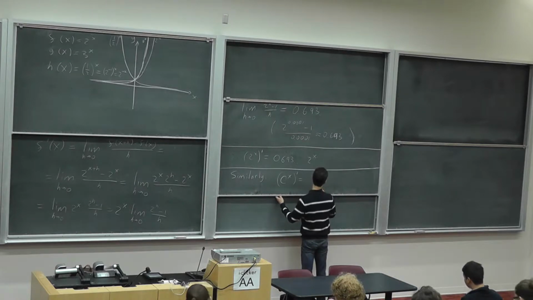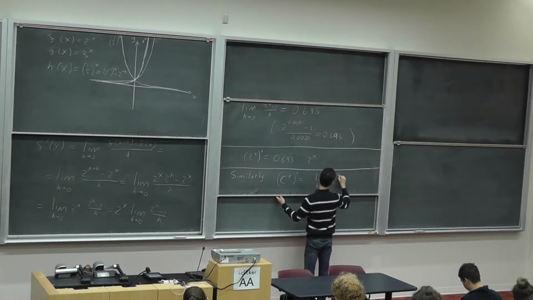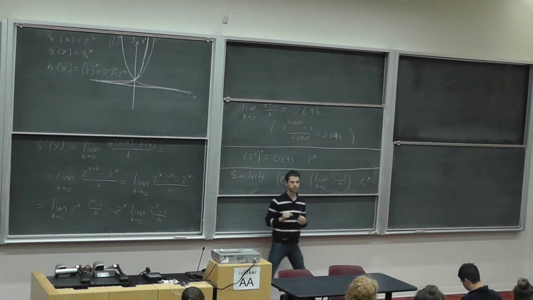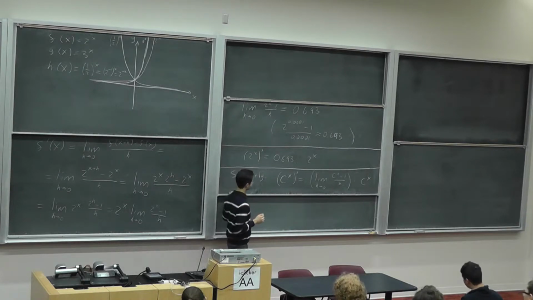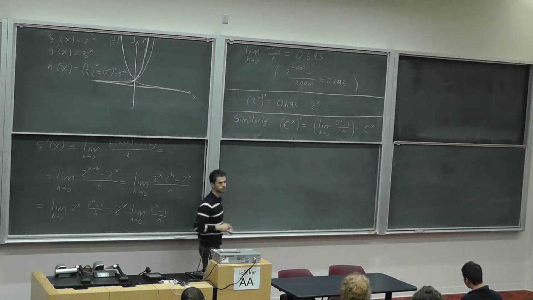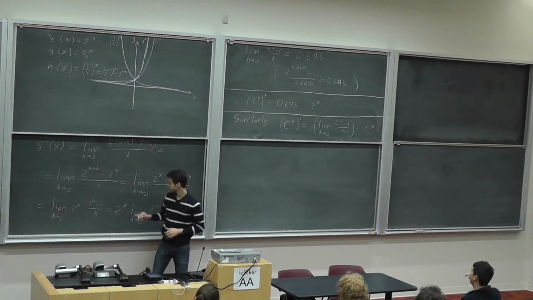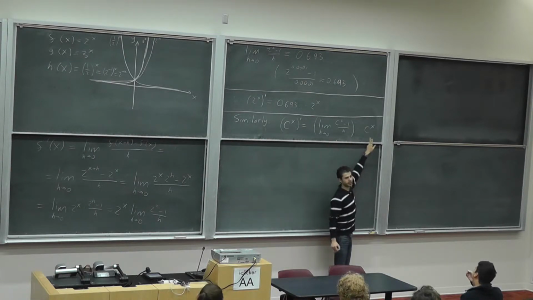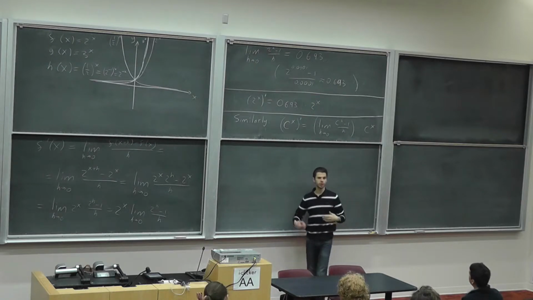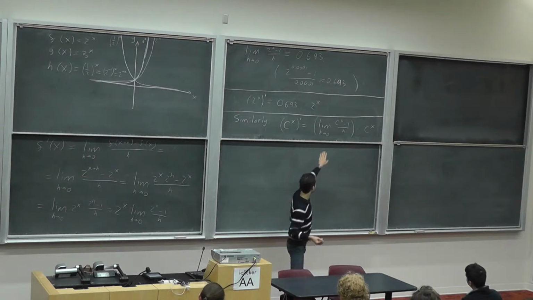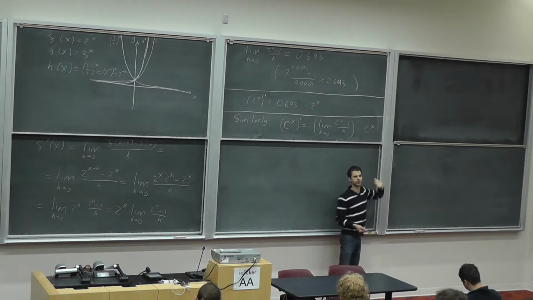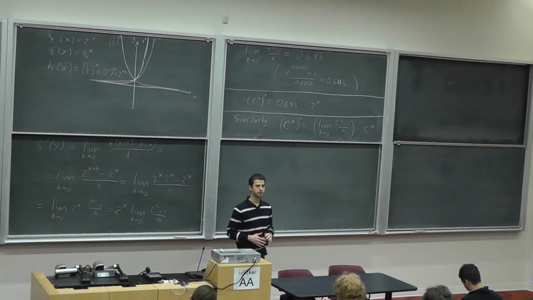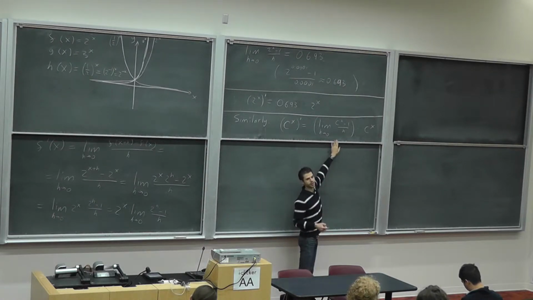It's the limit as h goes to 0 of (c to the power h minus 1) divided by h, times c to the power x. So basically the same computation and the same answer, except instead of 2, I have c. So for this function, we also have the result that its derivative is some number times c to the power x. Okay. But once again, we have this complicated limit.